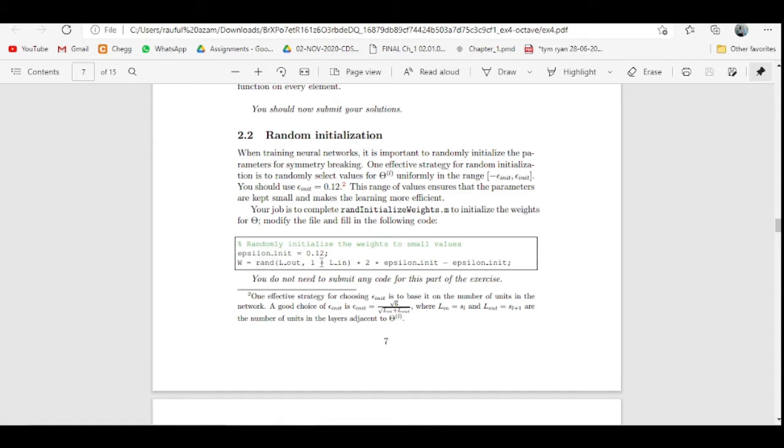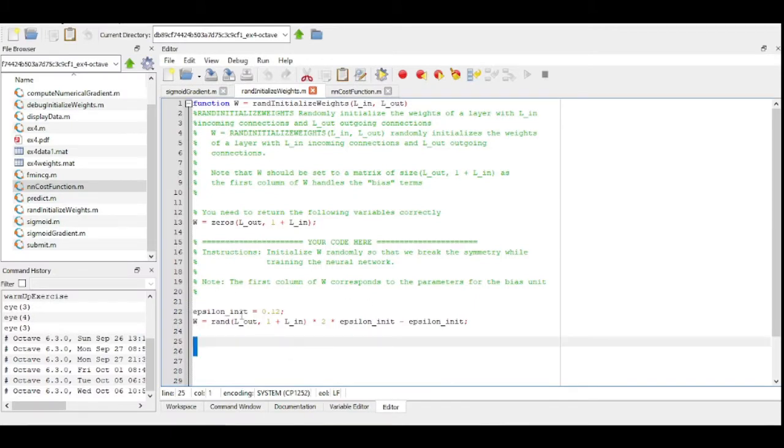It will create a matrix of this size. So suppose if it is 10 comma 11, it will create a matrix of 10 comma 11, and when you multiply by 2 and then by epsilon, and later subtract epsilon, we'll get all the values ranging from this to this. So that's the reason we are writing this. I hope it is clear how we are initializing this random initialization.